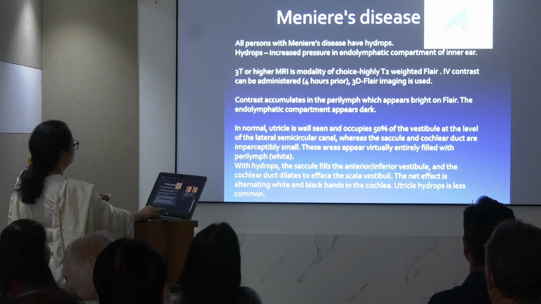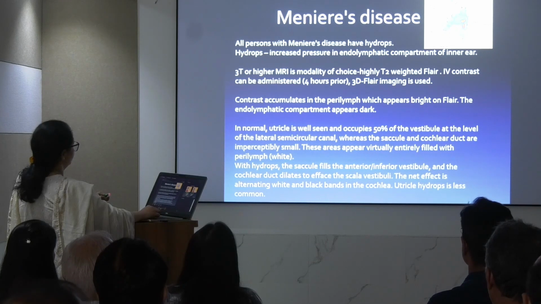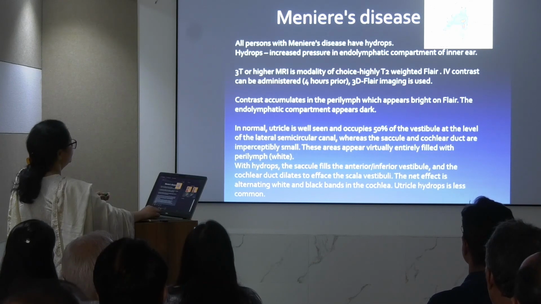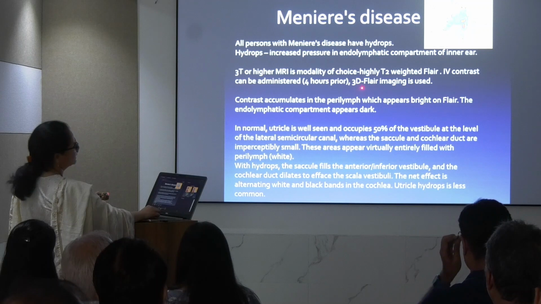Usually, this is the utricle, this is the saccule. The saccule is not seen on MRI, and the vestibule is seen. What happens in hydrops is the saccule occupies the whole of the vestibule. So this is seen on MRI at 3 Tesla, where a specific sequence is required.